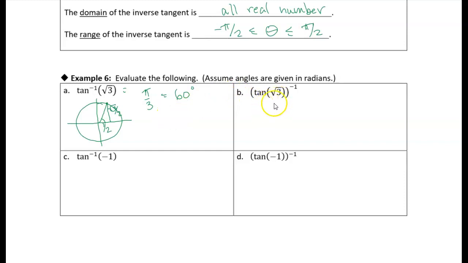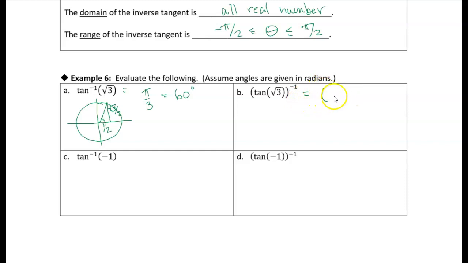All right, this is another example where we're trying to emphasize the difference between the inverse tangent and the tangent to a -1 exponent. So this one is just the tangent of the square root of 3, and then I'm going to put my calculator in radians. Now I could do it in degrees. I get a different answer, but I'm just going to use radians.